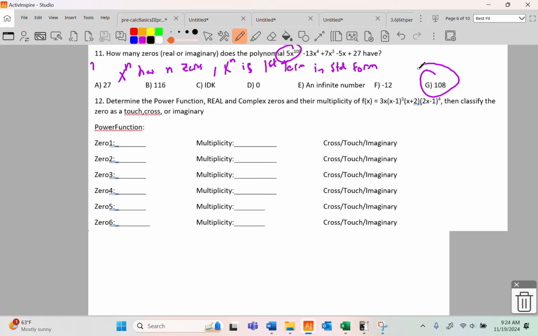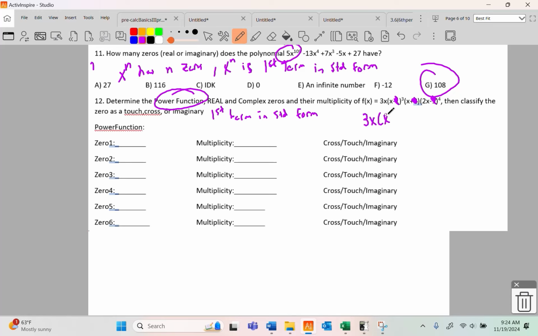Determine the power function, the real and complex zeros, and their multiplicity of f of x equals, and then classify the zeros as touch, cross, or imaginary. So there's a lot of things in here. Start off with the power function. The power function is the first term in standard form. That's what she is. So what I'm going to do basically to create this is I'm just going to throw away this stuff right here. Okay? I'm not going to sit there and work that out.